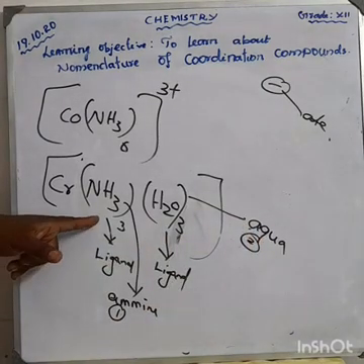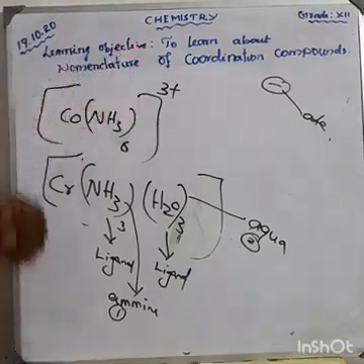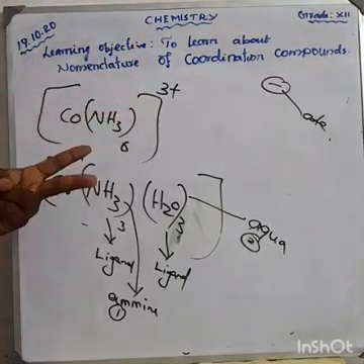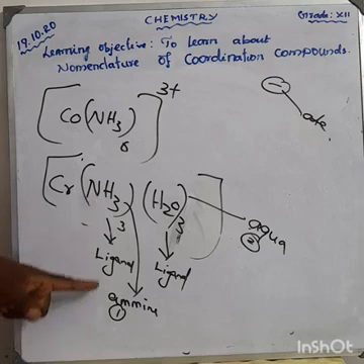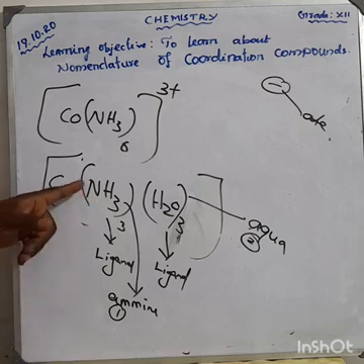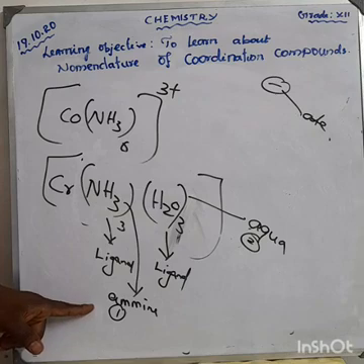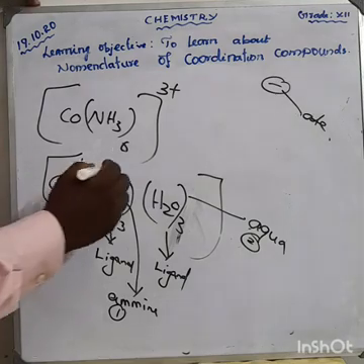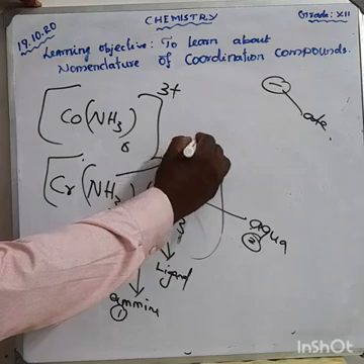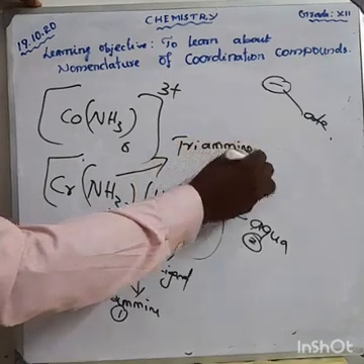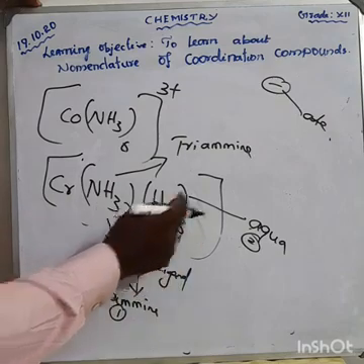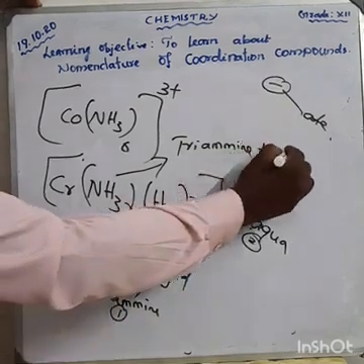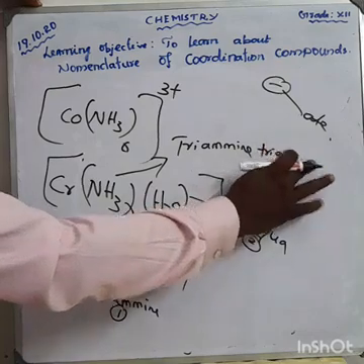So how much ammine is there? 3 ammine, am I right? So 1 means mono, 2 means di, 3 means tri, 4 means tetra, 5 means penta. So 3 means tri. How much ammonia is there? 3 ammonia. Triammine. Clear? How much water molecule is there? 3. So triaqua, AQUA, aqua.